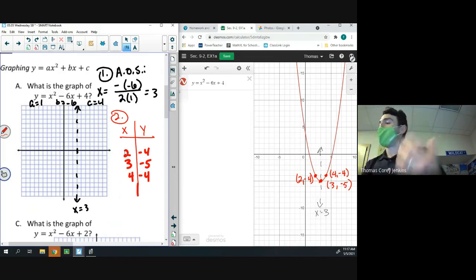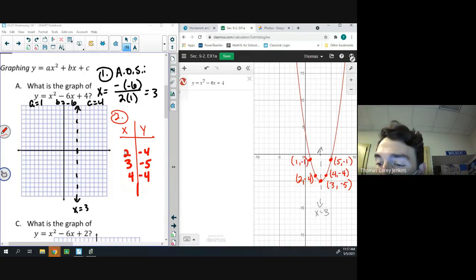And then the last one, it looks like I have another corner point right here at 5, -1 and also 1, -1. All right, so I'm going to write those into my table. 1 goes to -1, 5 goes to -1. So again, in our table, we can see that symmetry, right? If we look at our y values, it goes -1, -4, -5, -4, -1, right? So we see that turn back in our table.